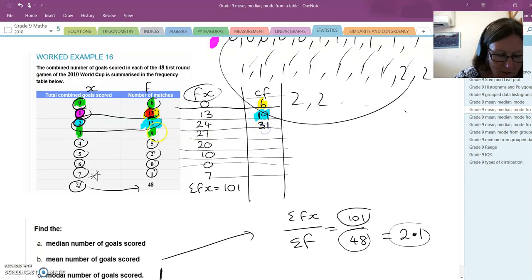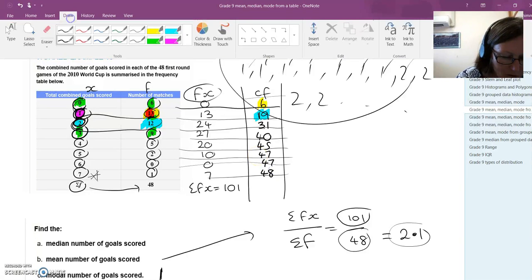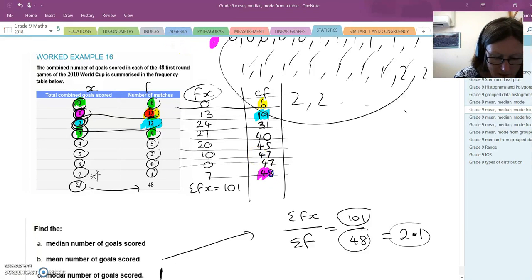I'm going to go 31 plus 9, 40. What the 40 means is that in 40 games, either 3, 2, 1, or 0 goals were scored. 40 plus 5 is 45, 45 plus 2 is 47, 47 plus 0 is 47, and 47 plus 1 is 48. Make sure when you do this that you get 48, so we haven't forgotten any scores. All right, we're on our way to working out the median score.